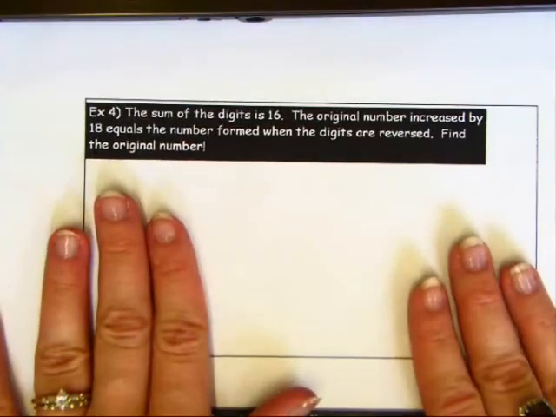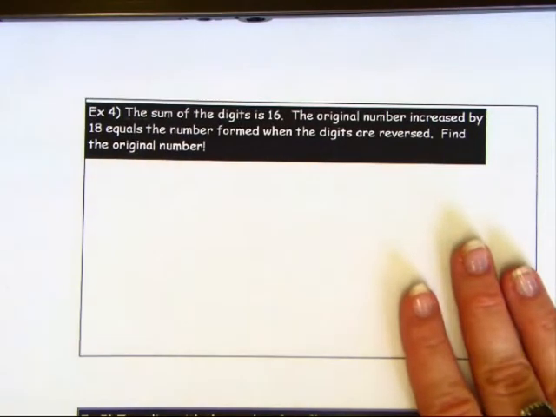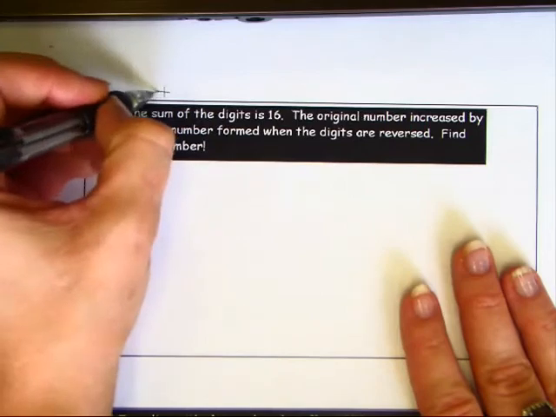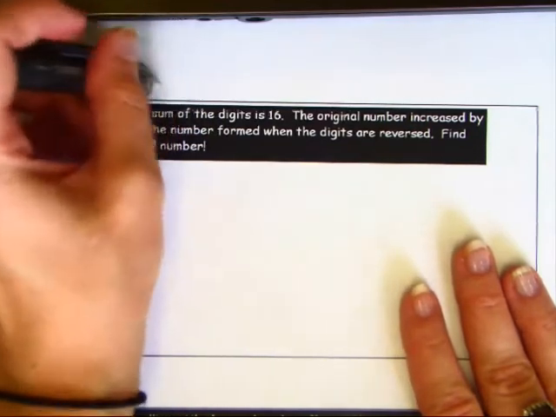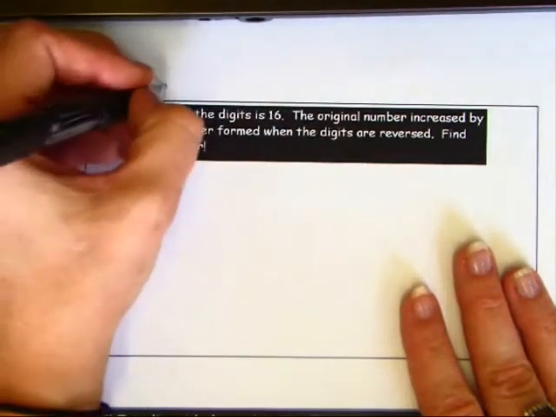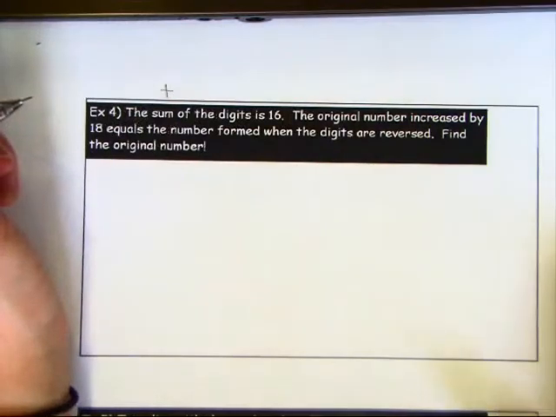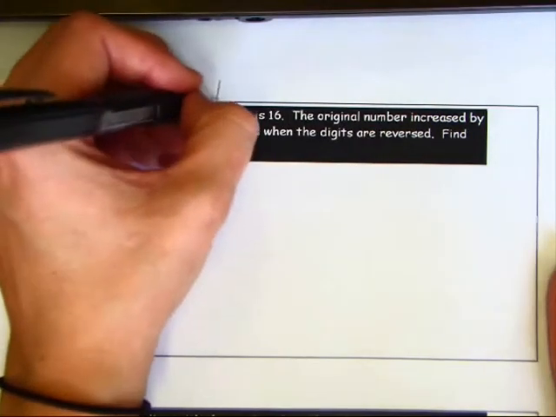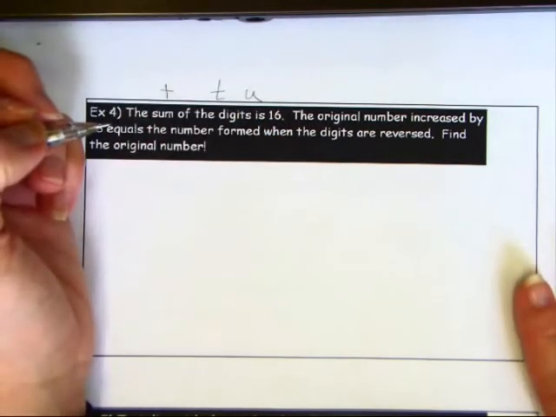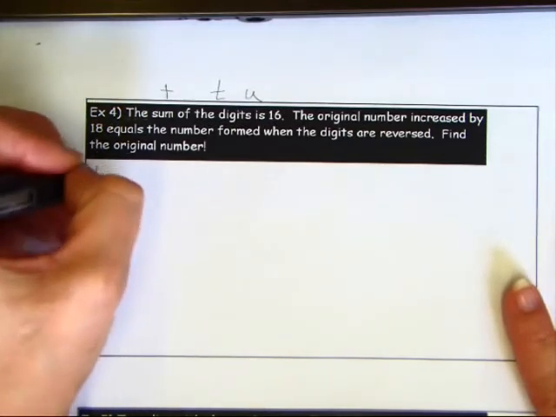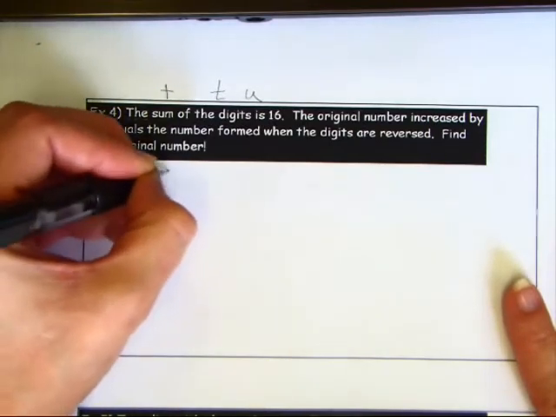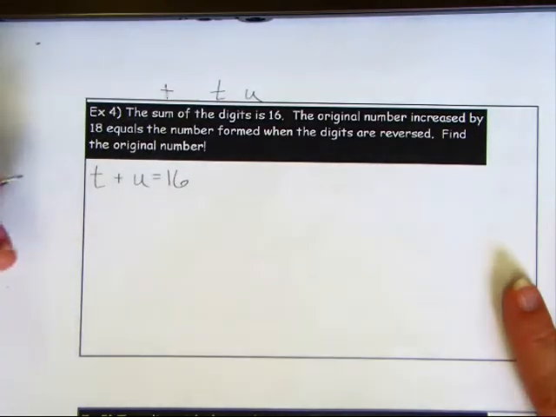We've got another digit problem. The sum of the digits is 16. Sum does not mean a digit. Sum means addition. And the digits separately are t and u. So the sum is t plus u, and they're telling us it is 16.